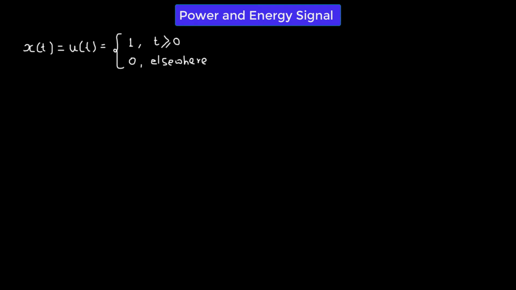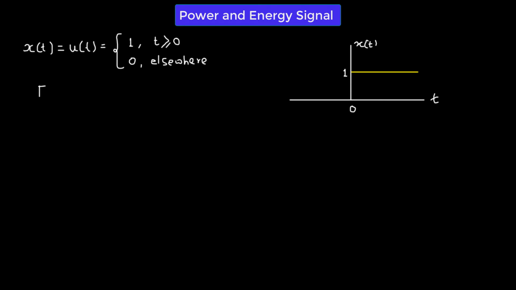So if we plot this, let's consider the x-axis as the time axis t, and the y-axis as the x(t) axis. Then our unit step function is going to look something like this. This function has a value of 1 for t greater than or equal to 0, and it has a value of 0 for t less than 0. So let's try to find out the energy of such a signal.